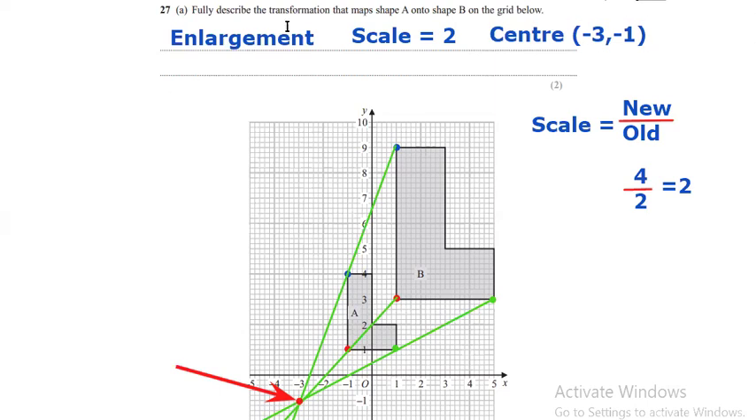So when you describe a transformation, you have to say what the transformation is. As we said, shape A is enlarged to give shape B, and the scale of enlargement is +2. And the center of enlargement, as we said, we find by connecting the corresponding points with lines. All the lines will meet up in one point, and this point is the center of enlargement. The center coordinate should be written in the answer to describe fully what happened between these two shapes. And this is the idea of question A.